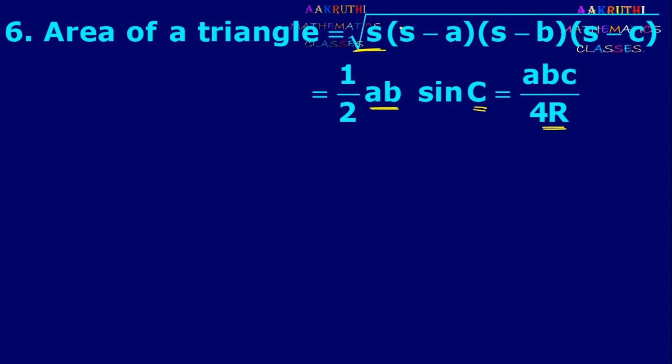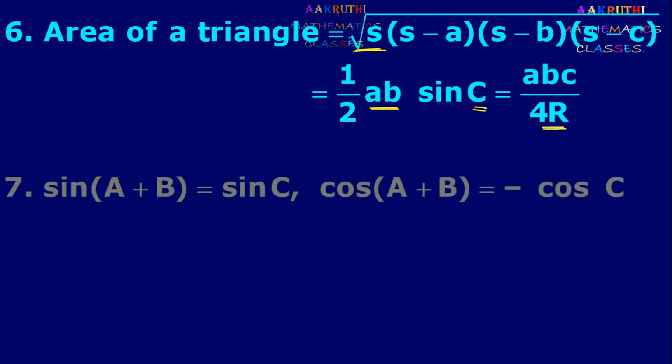To find the area of a triangle, we can use these different formulas: √(s(s−a)(s−b)(s−c)), or (1/2)ab sin C, or abc/4R.